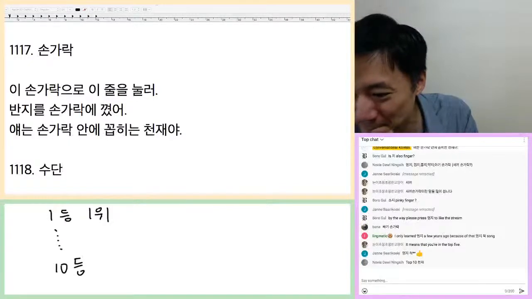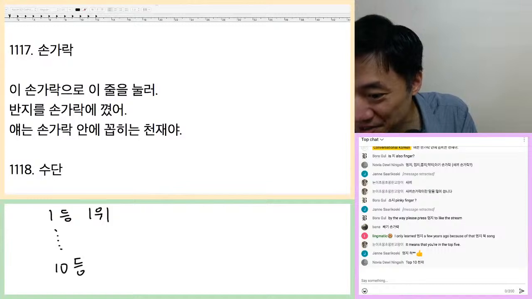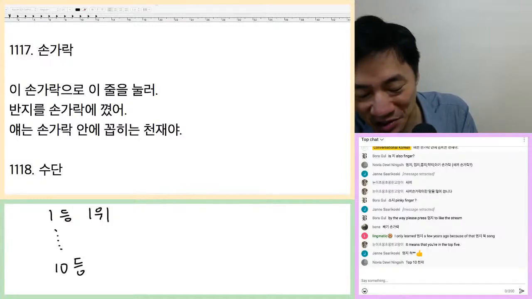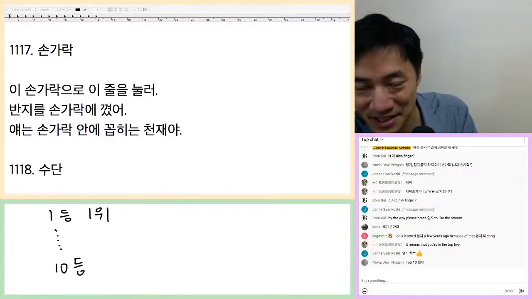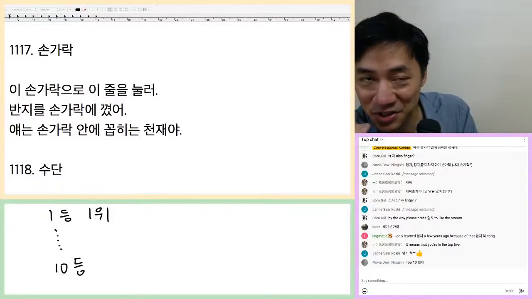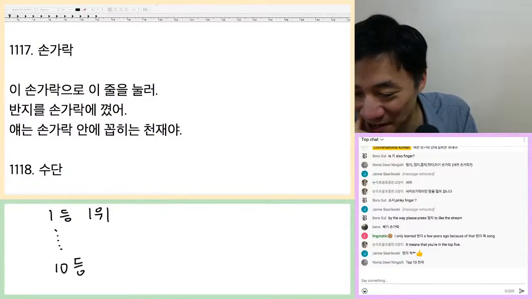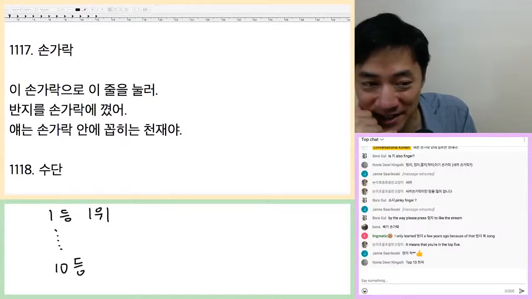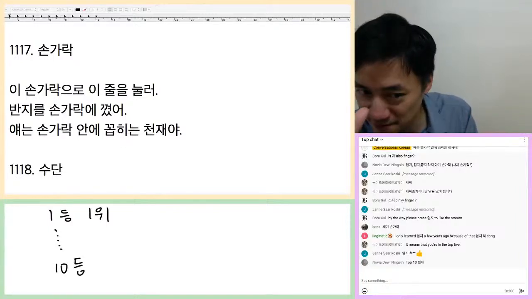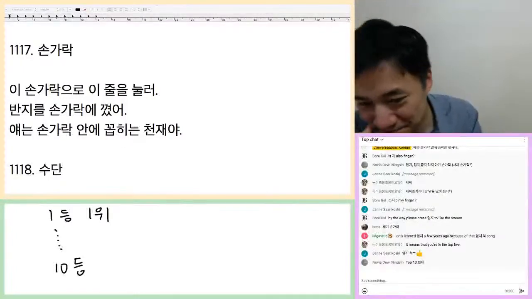Exactly. I only learned 엄지 a few years ago because of the 엄지척 song. Knowing songs is very helpful since you can sing along again and again by repeating. You can learn very well. Like you don't really forget. That's a good way to learn language. It means that you're in top 5. Oh, that's right. Top 5 or top 10? Sometimes top 5, sometimes top 10.